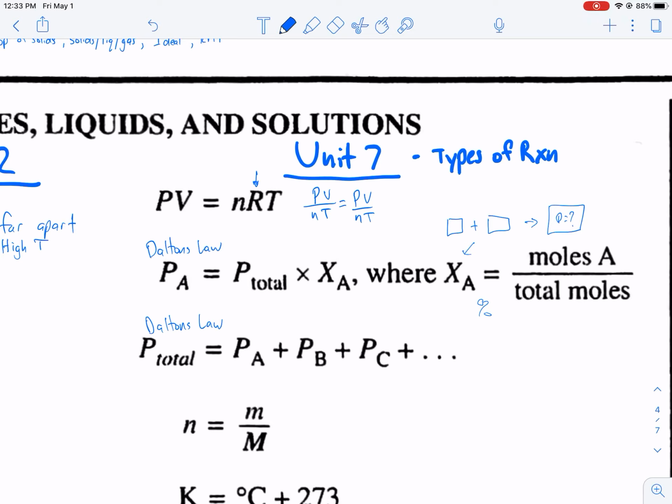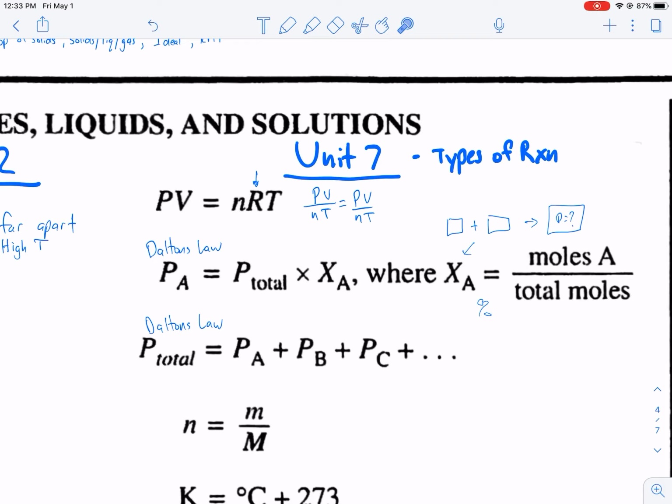This is what we're doing. We're saying that if you have a total pressure right here, and you multiply it by some fraction, say it's 50% oxygen, well then 50% of the total pressure comes from the oxygen. Or if it was 25% hydrogen, then you say, oh, so 0.25 times the total pressure. That gives me the pressure of the individual gas. That's what we're looking at here.